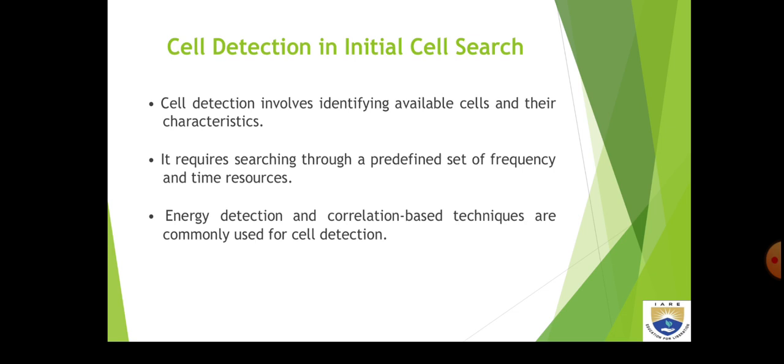Cell detection in initial cell search. Cell detection involves identifying available cells and their characteristics. It requires searching through a predefined set of frequency and time resources. Energy detection and correlation-based techniques are commonly used for cell detection.